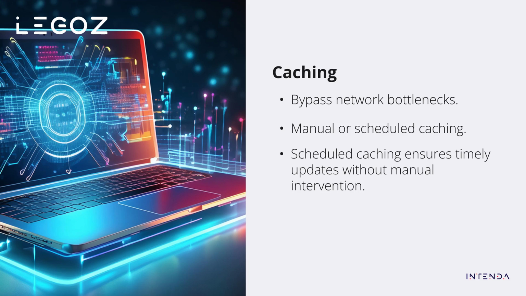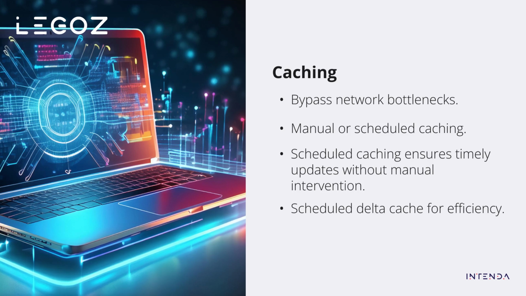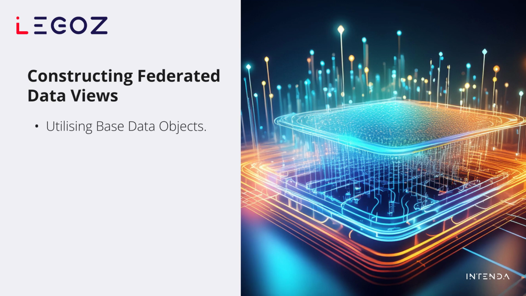For extensive datasets with unique identifiers, implementing a scheduled delta cache is highly recommended. With this approach, only the data that has changed since the last update is cached, thus ensuring efficiency and reducing unnecessary overhead. Once you have created your data baseline, you can proceed with using your base data objects to construct federated data views across different hierarchical levels.